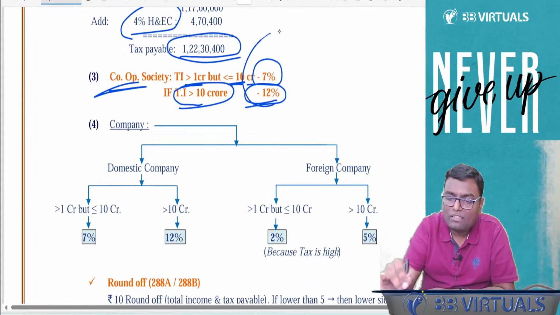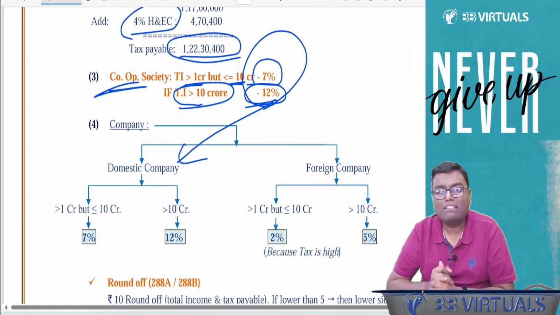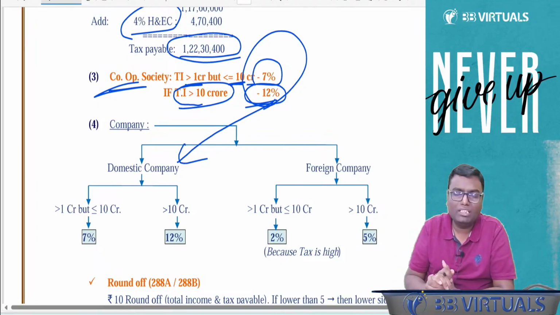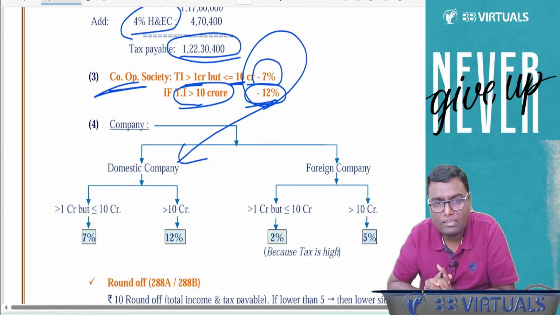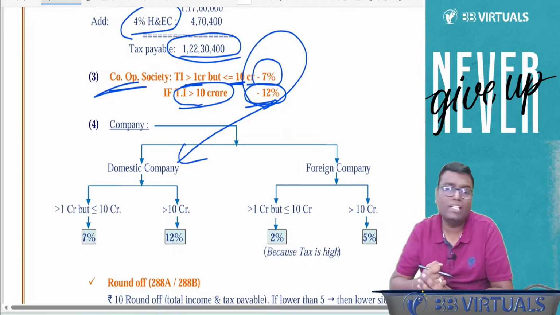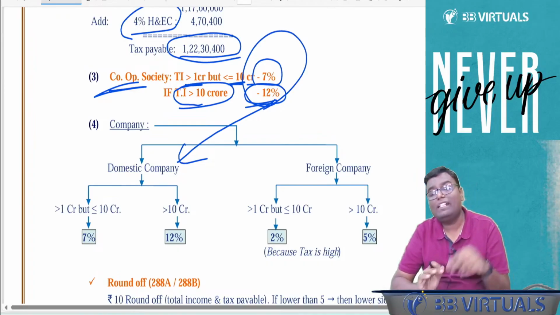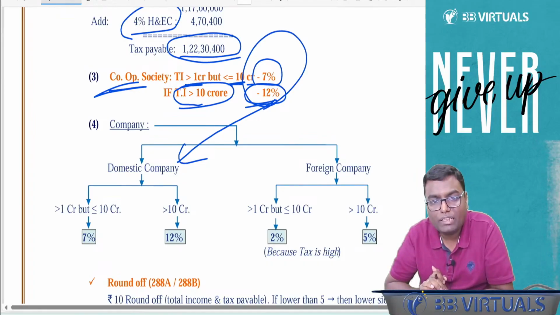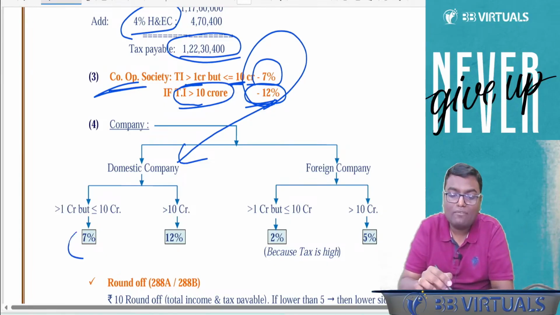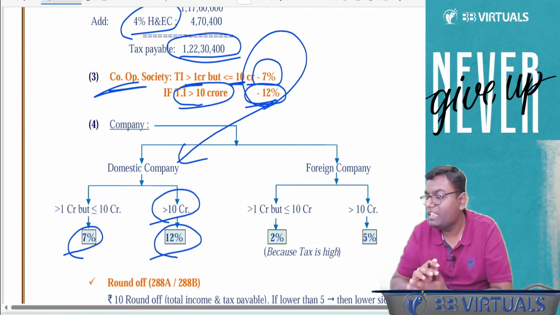So the same rate of surcharge is applicable to a domestic company. For a domestic company, tell me, what is the normal basic tax? Can I say for a domestic company, the normal tax rate is 30%. And if the turnover of 2022-23 is up to 400 crore, the rate of tax is 25%. Now, what is the rate of surcharge applicable to a domestic company? If the total income is more than 1 crore but up to 10 crore, 7%. And if the income is more than 10 crore, the rate of surcharge will be 12%.